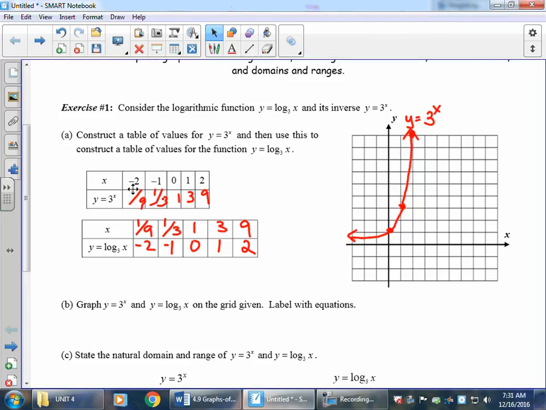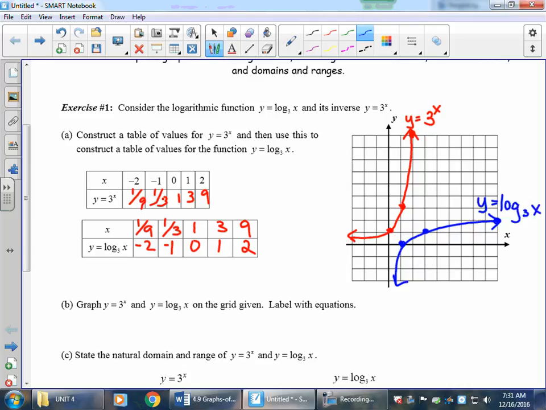And then our inverse looks very similar to it, but it's going to be reflected over the line y equals x. So this is going to be 2, 9, which is here. This is going to be 3, 1, which is here. So this one comes this way and goes like this. So this is y equals log base 3 of x.